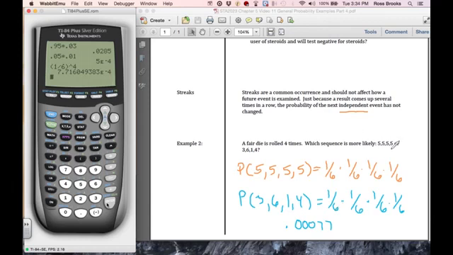So don't let the streak fool you. It doesn't really change the probability of the next event. The probability of getting a 5 on the end of either of these strings is the same.